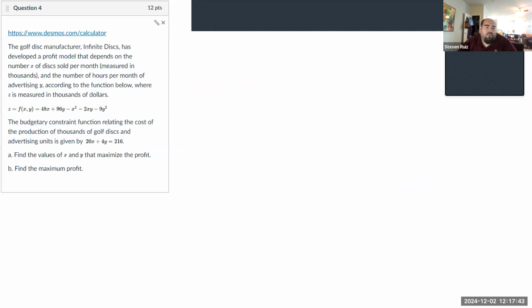All right, moving on to question 4. So now we have a constrained optimization question. We have a profit function below here. This is Z. And we also have a budgetary constraint. So what do X and Y stand for? X is the number of discs this company sells every month, and Y is basically advertising units.